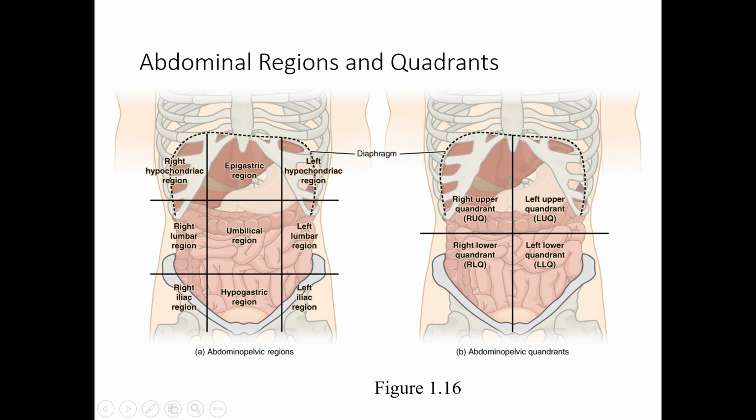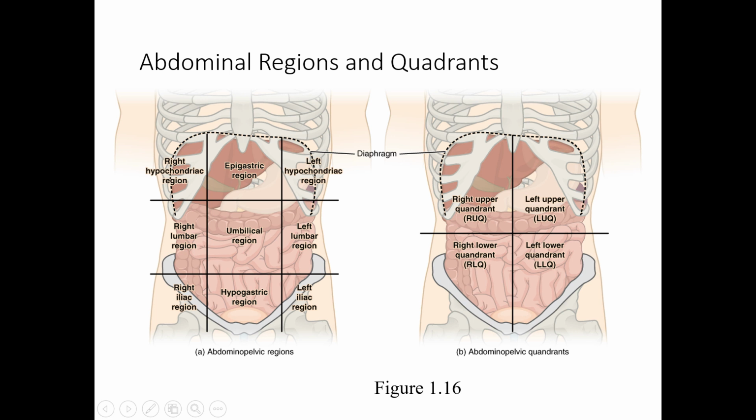Now, another system to describe the abdominal cavity: regions. There are 9 abdominopelvic regions. On the top row here, there are 3 regions. Right hypochondriac, with a portion of the liver. Epigastric has another portion of the liver, most of the gallbladder and stomach. And left hypochondriac region, stomach and spleen.